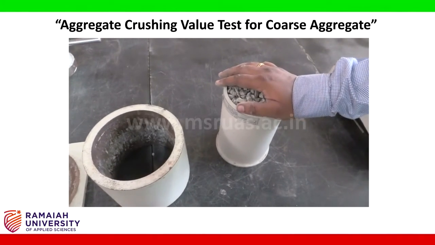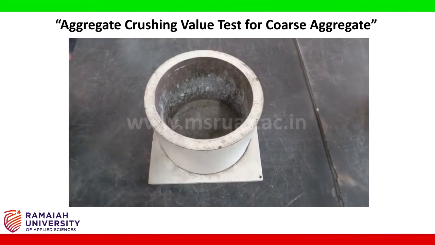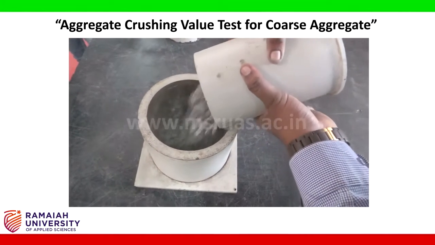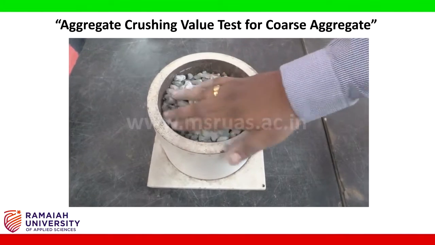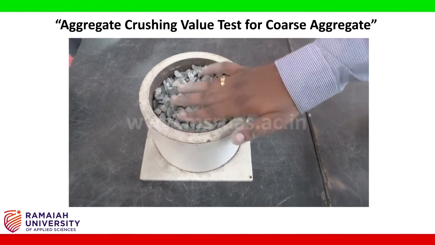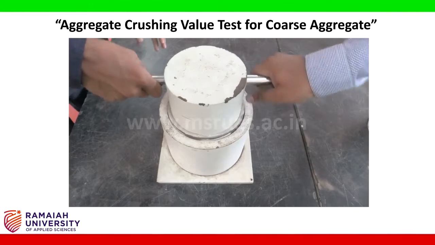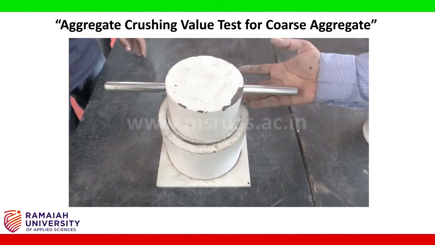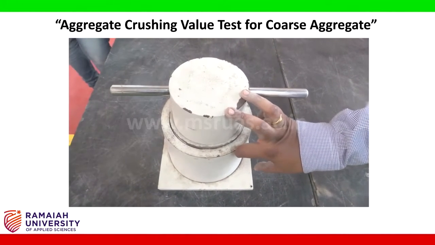The next is the experimental setup. So we are going to place the testing cylinder on the base plate. Whatever measured aggregates we have will be transferred to the testing cylinder. After transferring this, make sure that the aggregate is uniformly spread, and we are going to place the plunger above the system. We should make sure that this plunger is at a horizontal level, and this is the experimental setup which is required for doing the aggregate crushing strength.